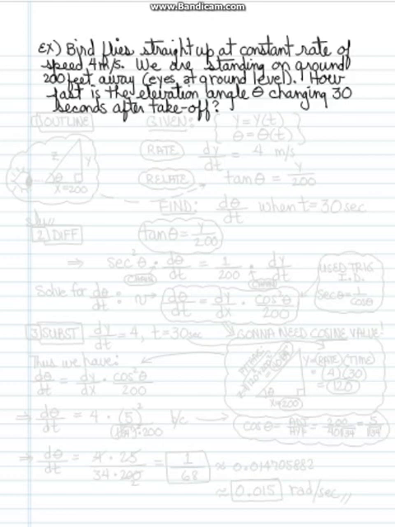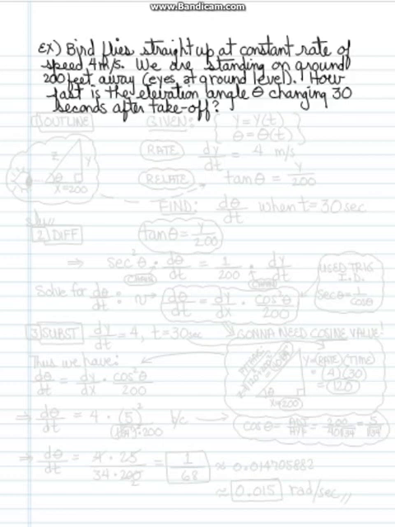A bird flies straight up at a constant rate of speed, 4 meters per second. We are standing on the ground 200 feet away. Our eyes are at ground level. Let's say we're lying there. How fast is the elevation angle theta changing 30 seconds after the bird takes off?